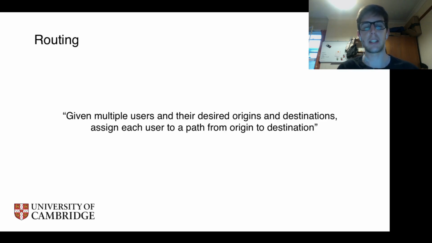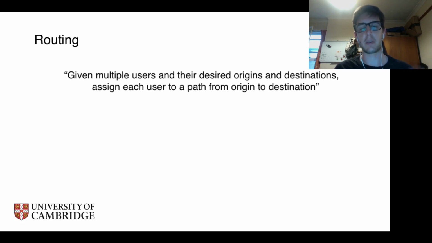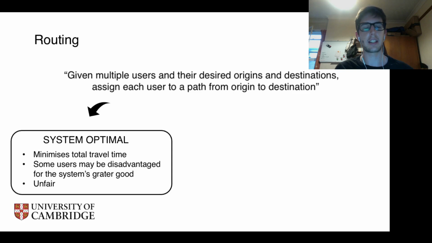Well, routing is, given multiple users and their desired origin and destination, we want to assign each user to a path from its origin to its destination. And this routing can be of one of two paradigms in the traffic context. It can be system optimal, in which we want to minimize the total travel time of all the users, but this approach may also disadvantage some users for the system's greater good, and it's also unfair for this exact reason.